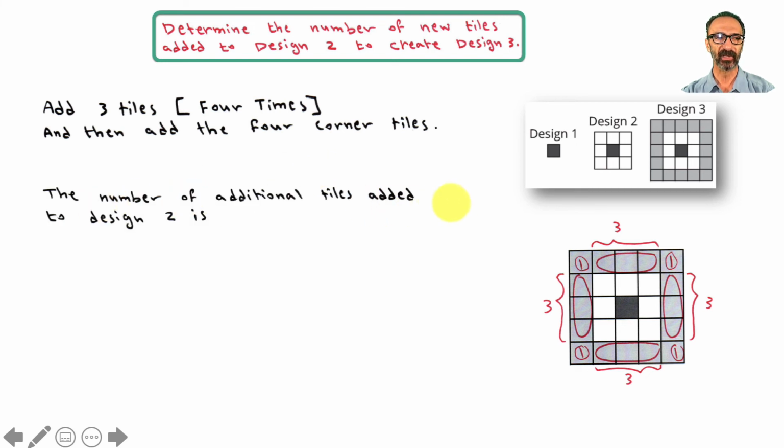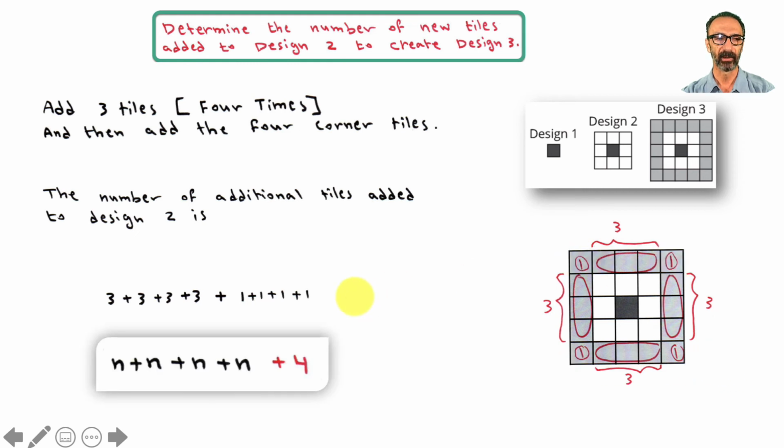So the number of additional tiles added to design 2 is 3 and 3 and 3 and 3 and 1 and 1 and 1 and 1. That's 3, 3, 3, 3, 1, 1, 1, 1, which means using the letter n for 3, I have n plus n plus n plus n and 4 units. That's another expression.